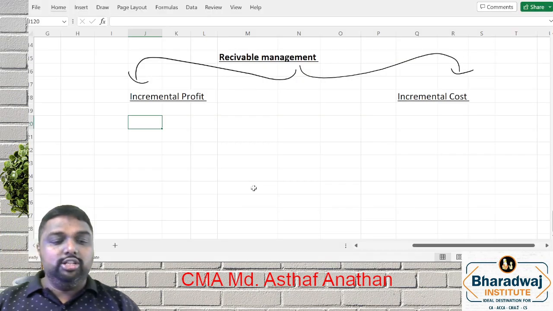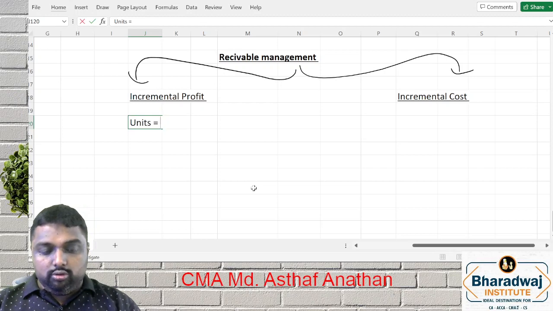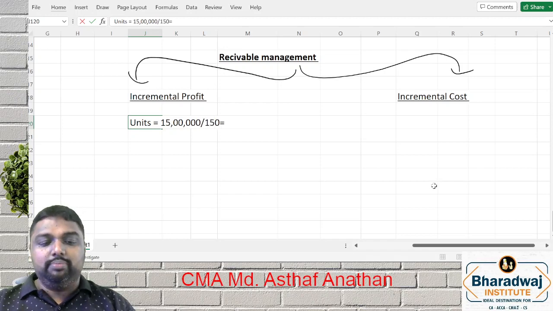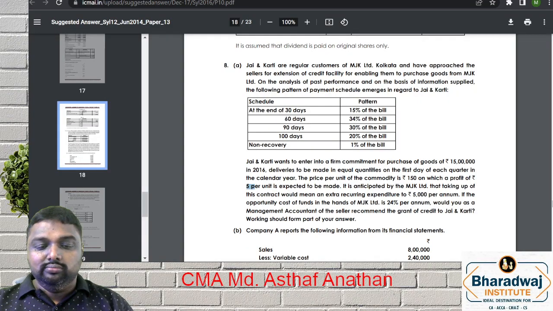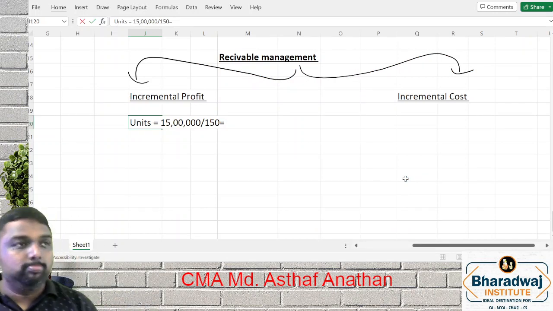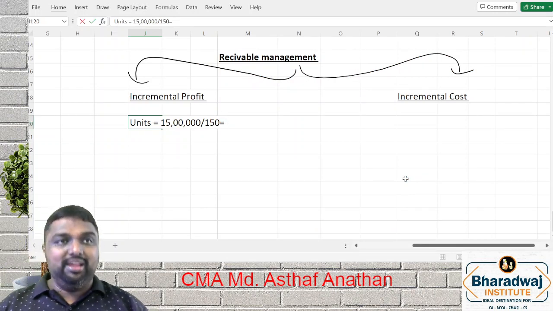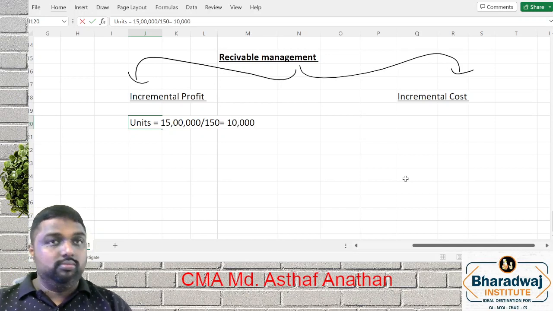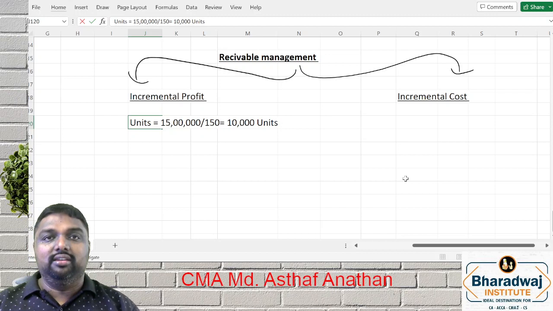So how many units are you selling? Units you are selling is 15 lakh divided by the selling price of 150. Selling price they mentioned 150. So how many units can you tell me? 15,000 by 15. If I am not wrong, is it 10,000?